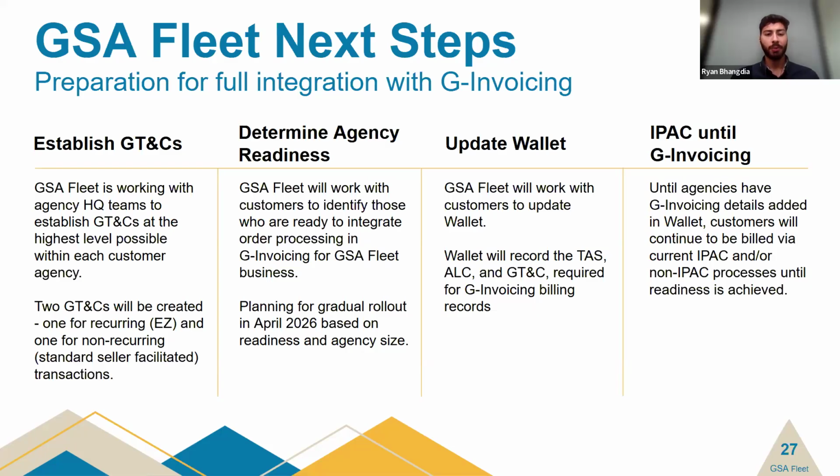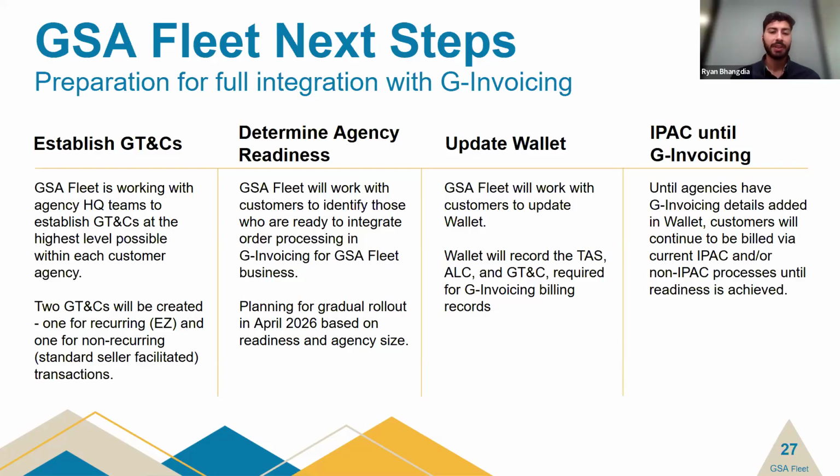Currently we are working with HQ agency teams to establish general terms and conditions agreements at the highest level possible within each customer agency. And depending on the services that you use from GSA Fleet, up to 2 GTNCs will be created. One is going to be that recurring services agreement utilizing the 7600 Easy process, and one for purchasing of vehicles using the standard seller facilitated orders.